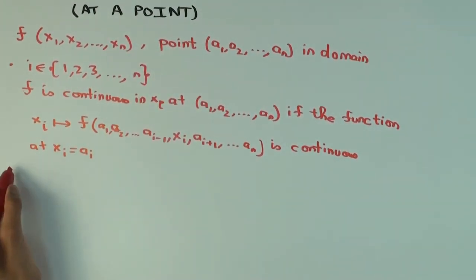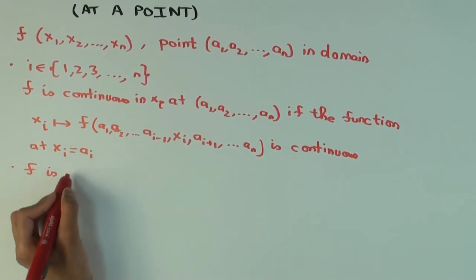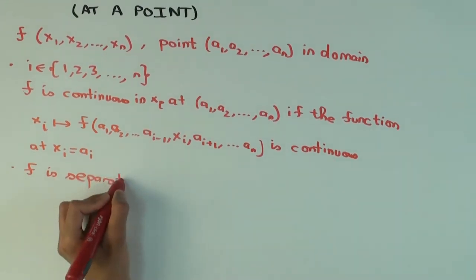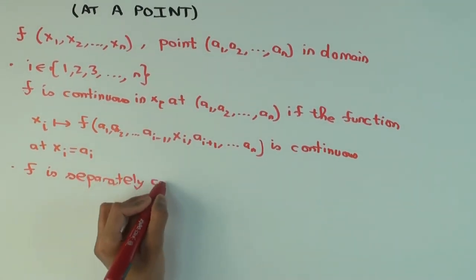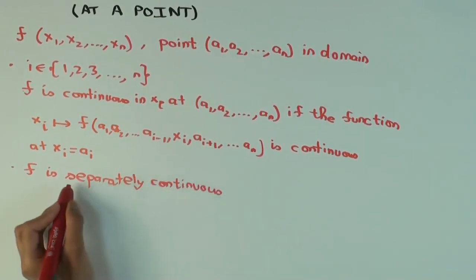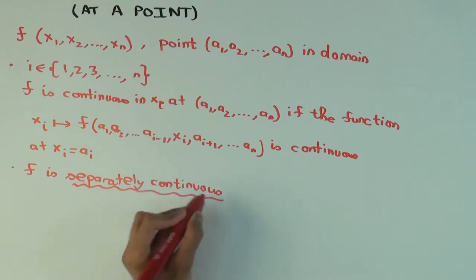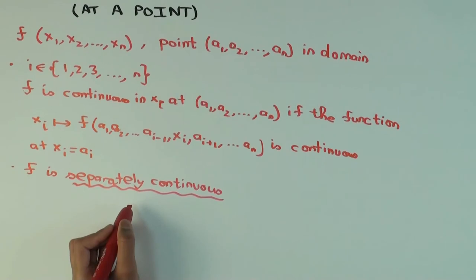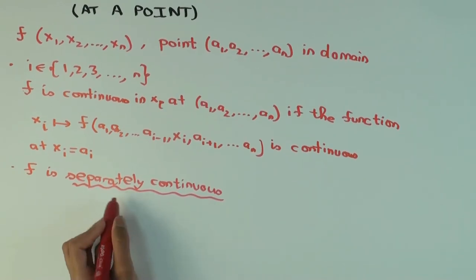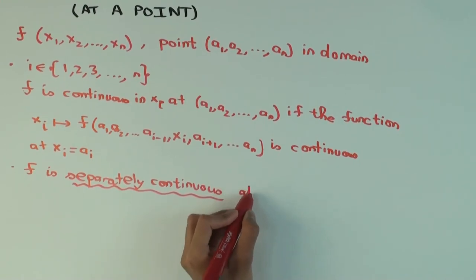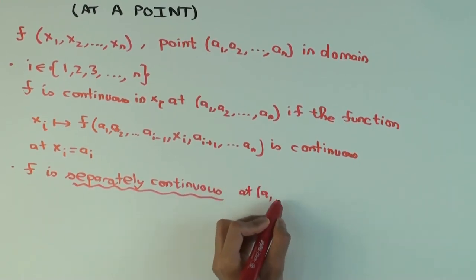So we say that f is separately continuous in all variables. Why do I keep saying the word separately? It's because there's another notion of continuous which is different. Jointly. Well, you can call it jointly continuous, but when most people use the word continuous, they mean that joint continuity.